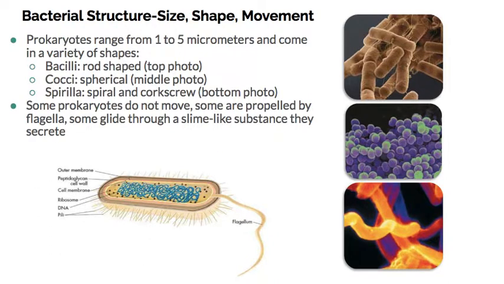We're going to go into bacterial structure a little bit more in detail. Prokaryotes can range from 1 to 5 micrometers and come in a variety of shapes. We have bacilli, which are rod-shaped, kind of pill shaped. We have cocci, which are spherical. And then we have spirilla, which are spiral and corkscrew shapes.